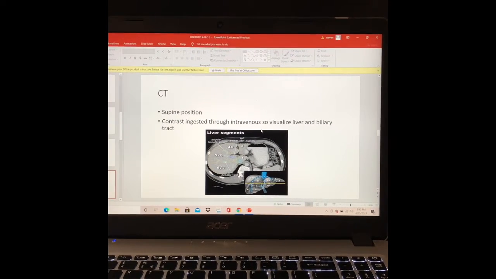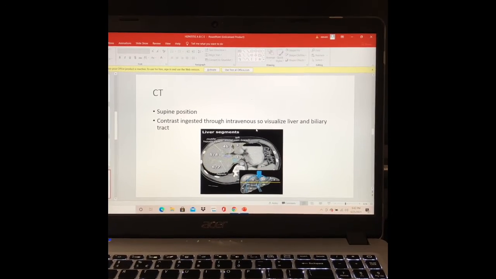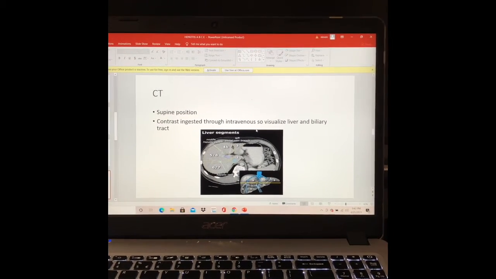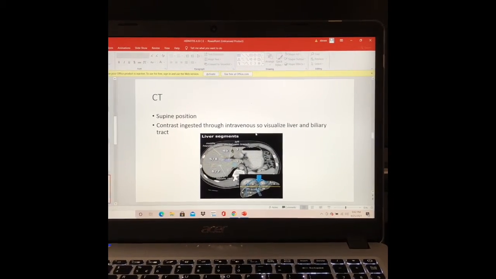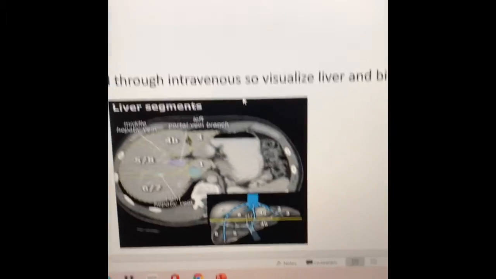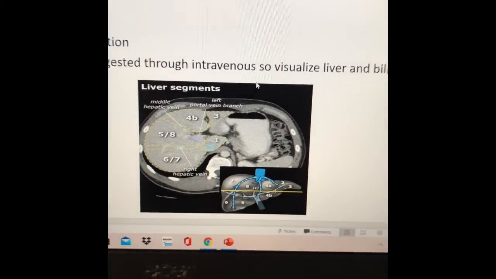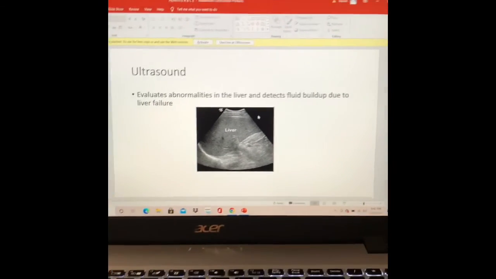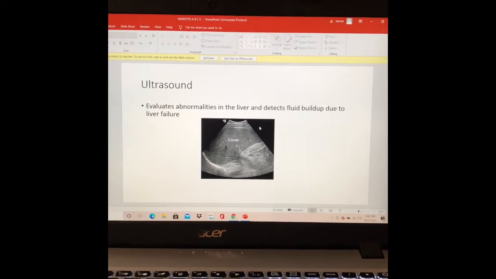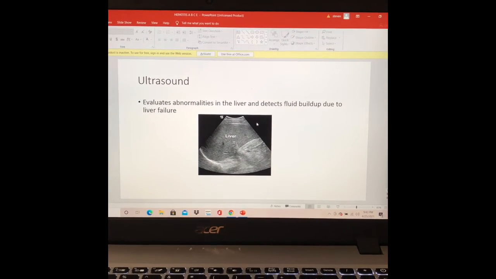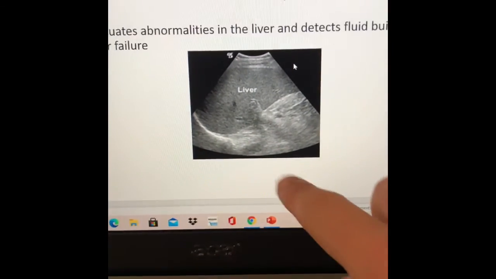Then we have CT. Also, we'll have them in supine position, and we inject the contrast intravenously to visualize the liver and biliary tract. So you can see here we have the CT image and we have the liver right over here. Then we'll use ultrasound. It evaluates abnormalities in the liver and detects fluid buildup due to liver failure. So you can see we have the liver right over here.